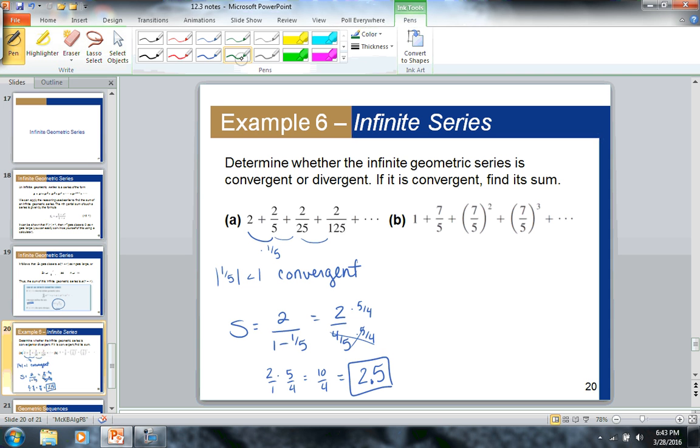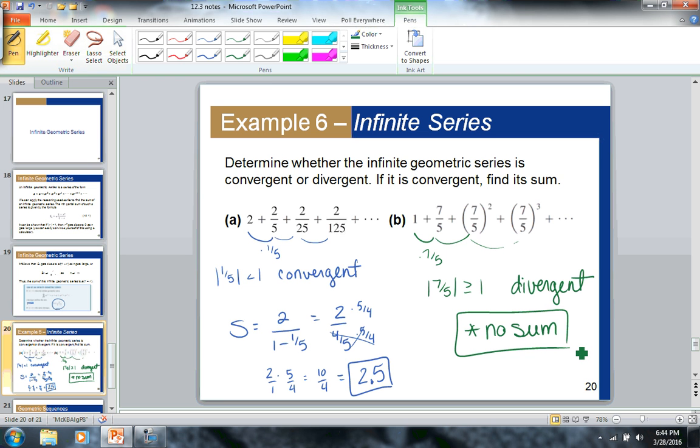Okay, let's take a look at part B. My first term is 1, my next term is 7/5, and then they have it written nicely with the exponents: 7/5 squared, 7/5 to the third. So it's easy to tell what we're multiplying by: 7/5 every single time. The absolute value of 7/5, which just gets rid of negatives, is greater than or equal to 1. 7/5 is greater than 1, so this means we are divergent. That means we have no sum, so we can't find our sum there.